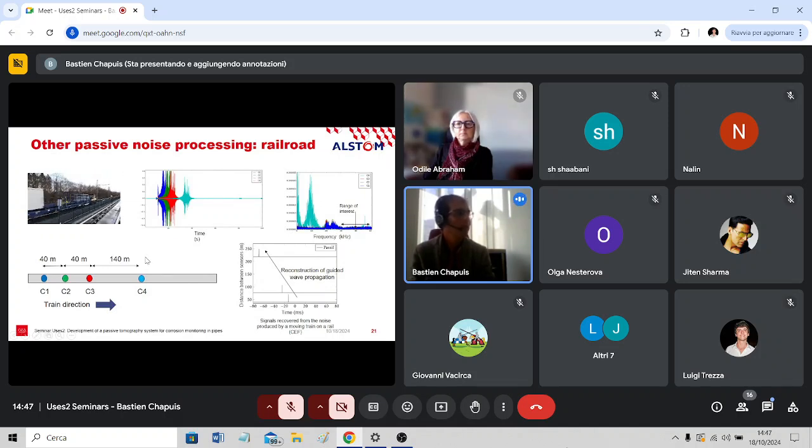on a more realistic application. Here it's a rail. We have a rail with 4 sensors at different distances, and we have a train that is moving and passing above the sensors. We capture these 4 signals with the 4 sensors, which have quite a large frequency content, peaking at very low frequencies, a few kilohertz for this one, for example, or tens of kilohertz.